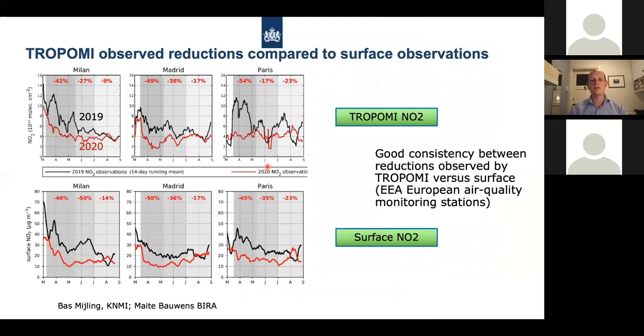Well, we also compared the data from our satellite with what we've seen on ground. So here on top, you see TROPOMI data in black 2019 and in red 2020. This is for Milano, Madrid, and Paris. And in the bottom, you see the in situ observations, so at street level for these three cities. When you compare the numbers, you see that it's very comparable with what we find from the ground-based data. And that's really encouraging and good to see that this compares well.